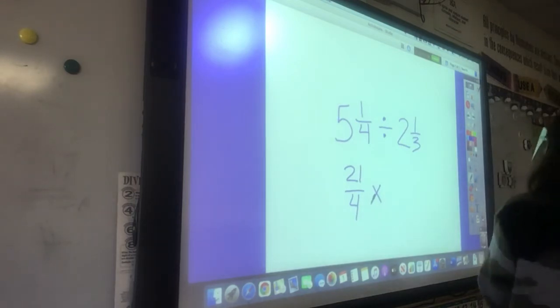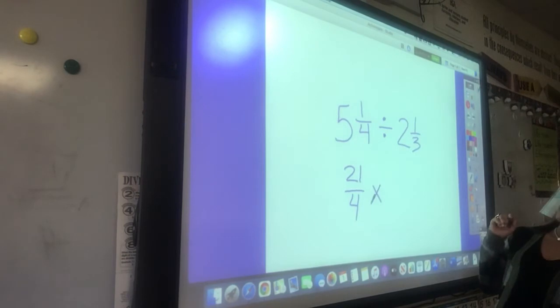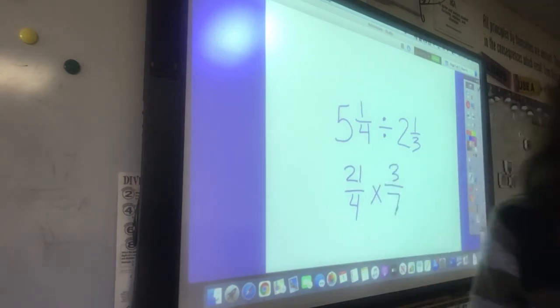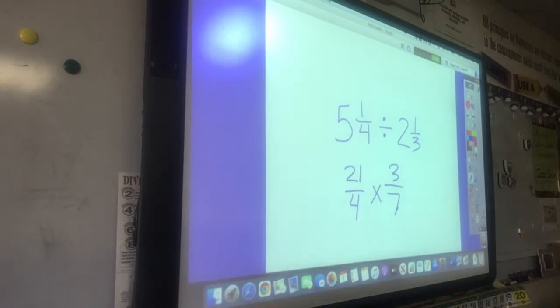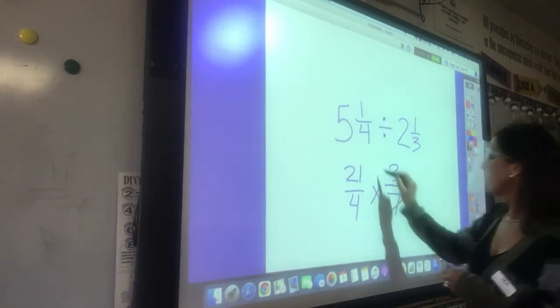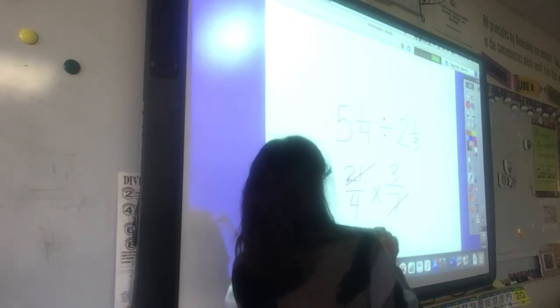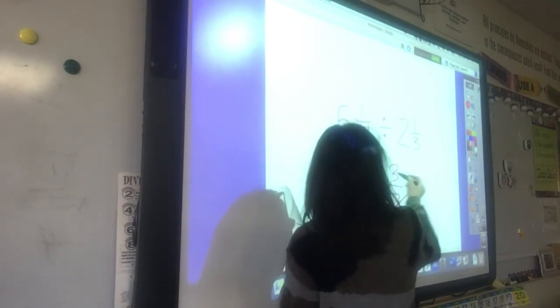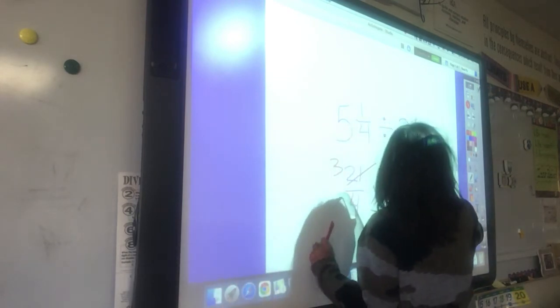So, Giancarlo, what do you get when you flip this? 3/7. Okay, and we can cancel on this problem, because the 21 and the 7 will cancel. So Hunter, what do we get when we cancel here? You get 3 over 30 and 1 over 1. Got it. We multiply and we get 9/4.